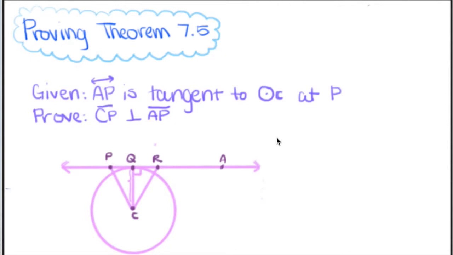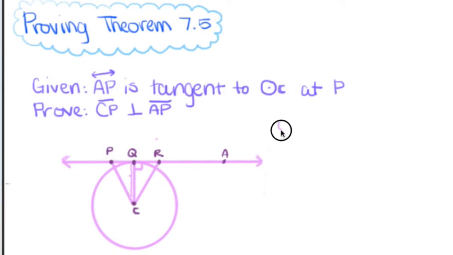So given that AP is tangent to circle C at P, prove CP is perpendicular to AP. This is going to be an indirect proof, so we'll start with a statement that contradicts the proof. Either CP is perpendicular to AP or CP is not perpendicular to AP. We will assume that CP is not perpendicular to AP for our contradiction. So if CP is not perpendicular to AP, then there is another segment, CQ, that is perpendicular to AP with Q on AP. Let R be the point on the ray opposite QP so that QP equals QR.